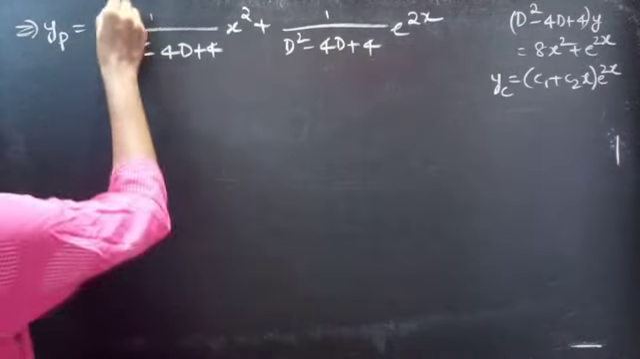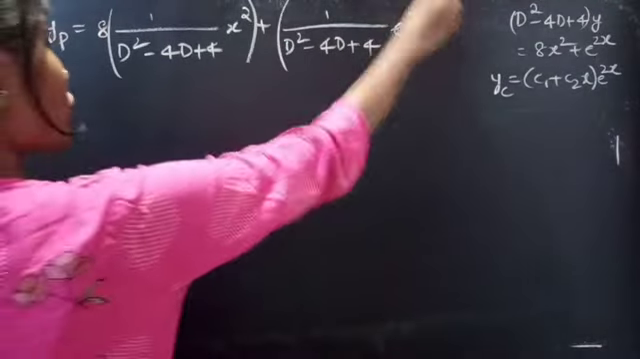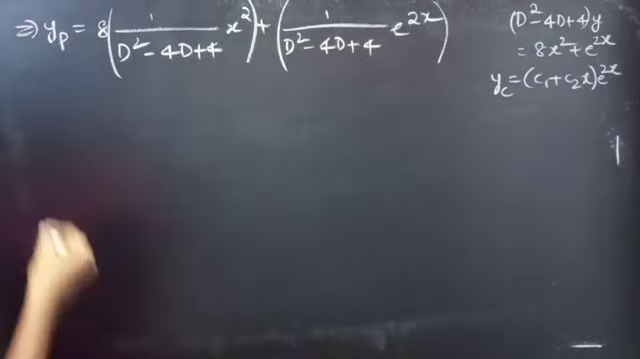Now we'll find each term under brackets separately. Okay. Now I'll go for 1 by F of D into x square.